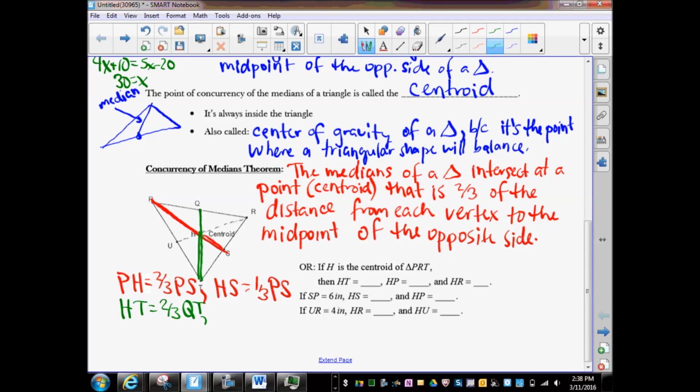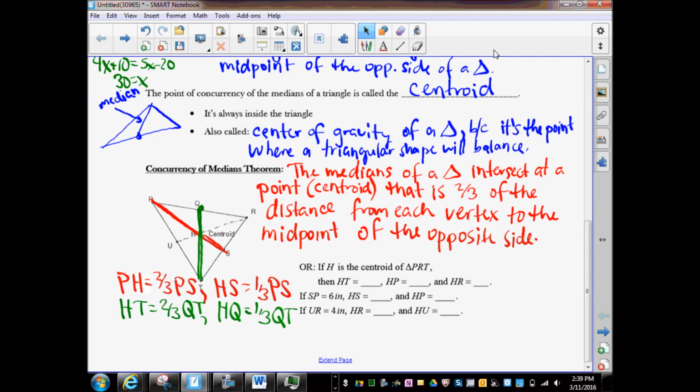Peanut gallery in the back, are you with me? QT doesn't look like a right angle. And HQ is 1/3 of the whole. I'm pretty positive QT is not a right angle. It doesn't have to be. Medians come to the midpoint. But I thought it was like. So medians go from your vertex to the midpoint of the opposite side. It's not necessarily perpendicular. I'm glad you brought that up.